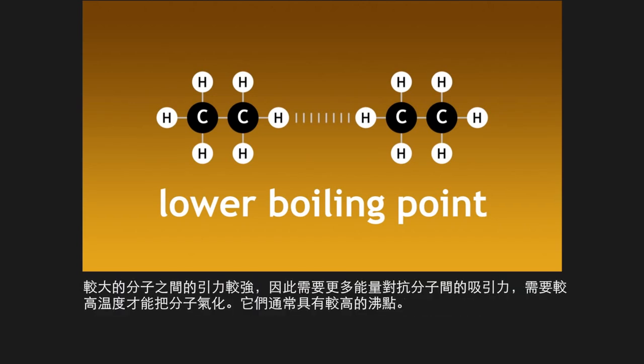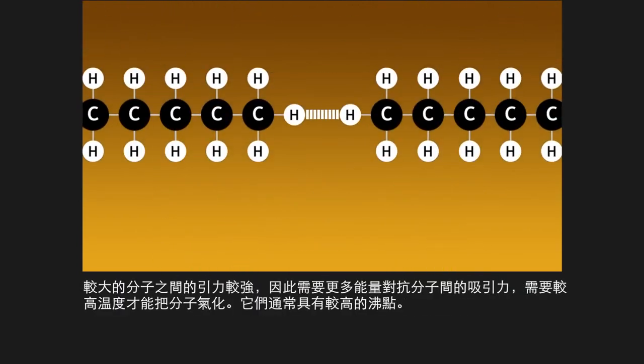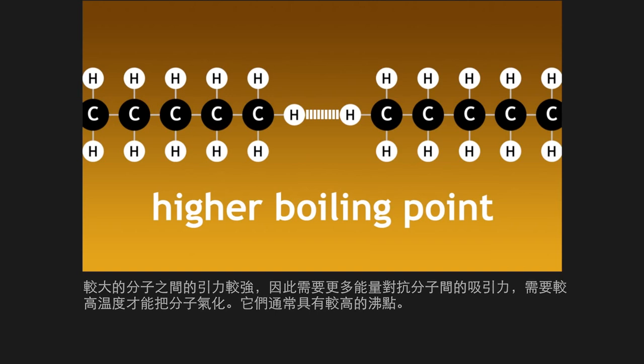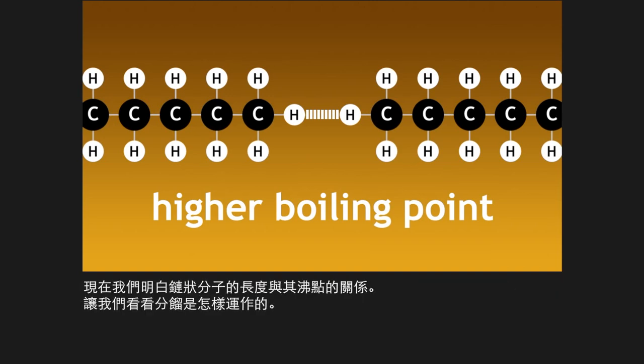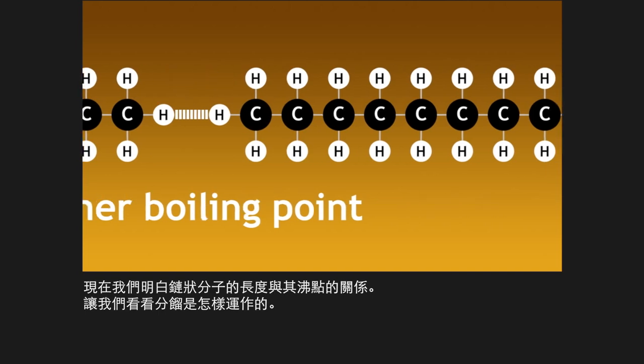The longer molecules have greater intermolecular forces. More energy is required, a higher temperature will be needed to evaporate these molecules. They have a higher boiling point. Now we understand how chain length is related to the boiling point of a molecule. Let us look at how this method works.